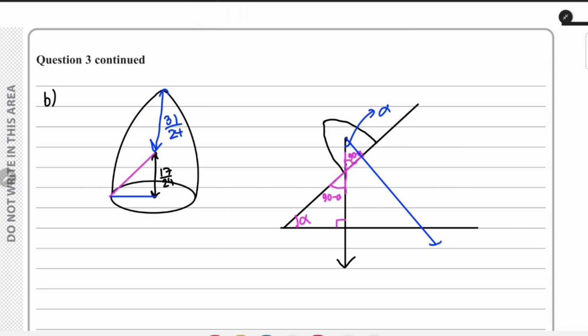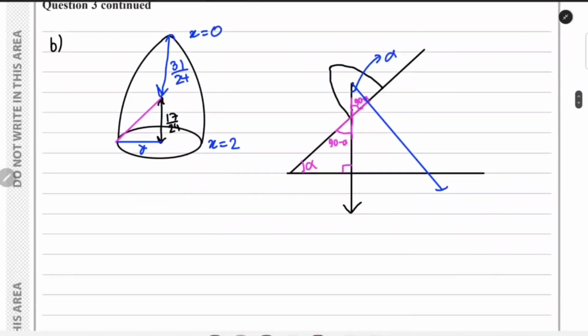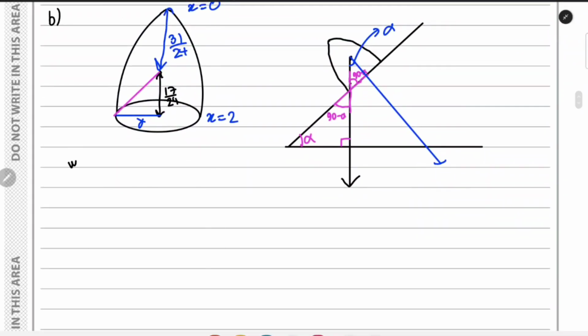This would be the value of y at x equals 2. Basically this is x equals 2 and this is x equals 0. If we match it with the shape above, this is x equals 0, this is x equals 2. So we need to find the radius, this. So this is basically the value of y when x equals 2. When x is 2, y is 1/4 times x times (3 − x), so half. We can just put in half over here.